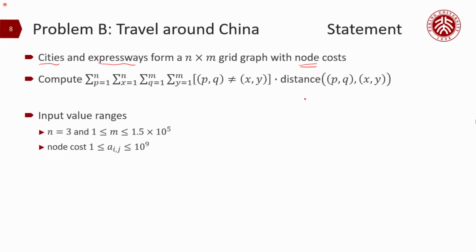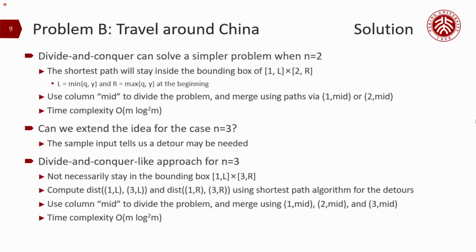And pay attention that the graph is very special. One is that it's a grid graph. And second is that it only has 3 rows, but it may have very many columns. So it's a very special graph. And we would like to compute the sum of pairwise distances. And for this problem, because it's very special and n equals 3, it's straightforward to consider a simpler case.